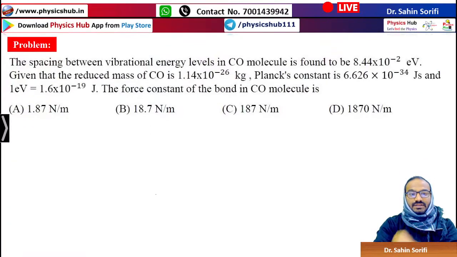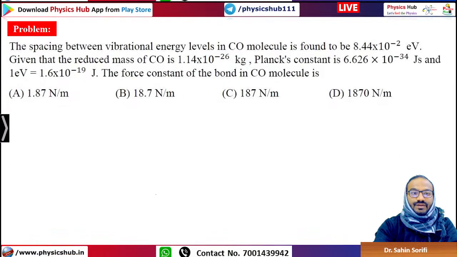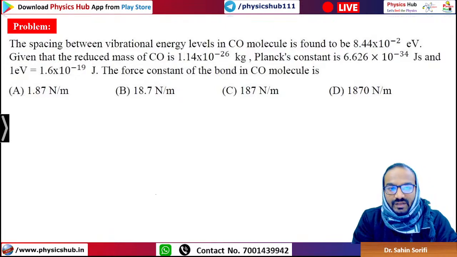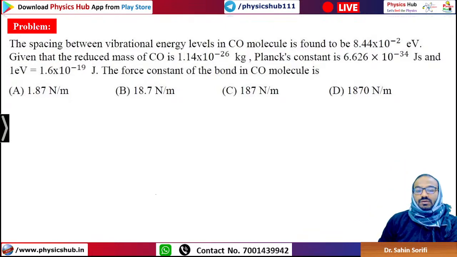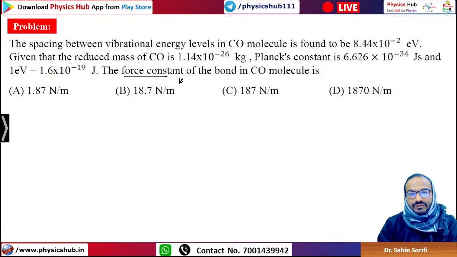Okay, if there is no question, let's go for this problem. The spacing between vibrational energy levels in carbon monoxide molecule is found to be this. Given that the reduced mass of CO is this, Planck's constant is this, 1 electron volt is this, the force constant of the bond in the CO molecule is. You have to find the K value. Can you do this?